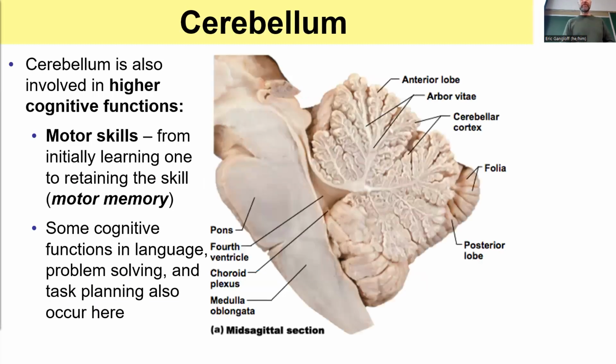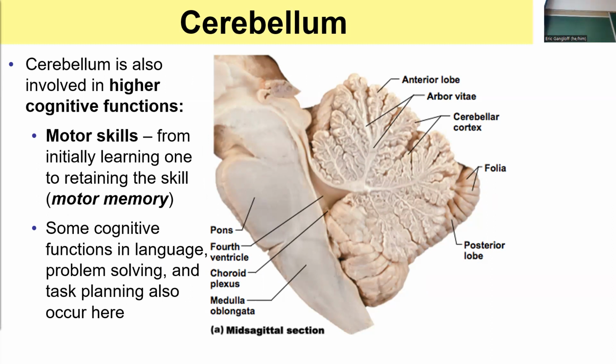Now, in addition to this muscle memory that I just talked about, the cerebellum is also important for some other cognitive functions that include language, problem solving, and task planning. Most of those executive functions, higher order functions, happen in the cerebrum, but there are some areas of the cerebellum that are associated with that as well. I'm not going to get into any more detail than that. I just want you to know that some of those functions do happen in the cerebellum.